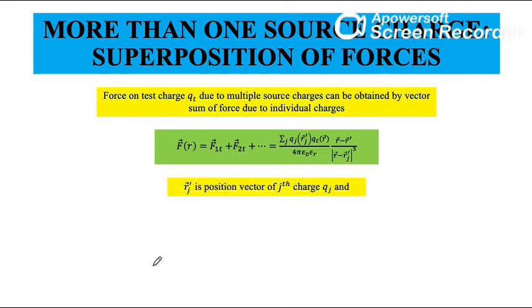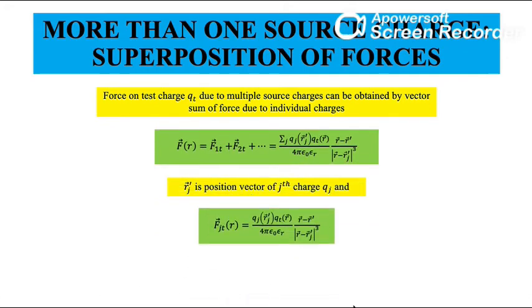The answer comes in the form of superposition. What is superposition of forces? Fix the test charge location and do not change that one. So let's take a test charge located at position R, and we call it QT. The subscript T indicates test charge. So I have QT at R, standing for the position vector of the field point where I am keeping the test charge.